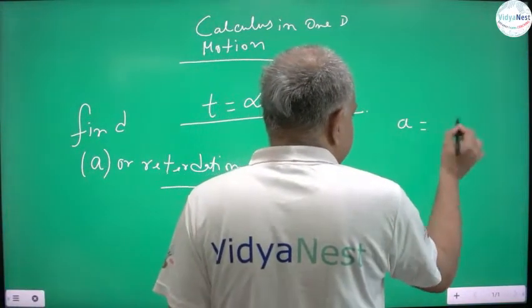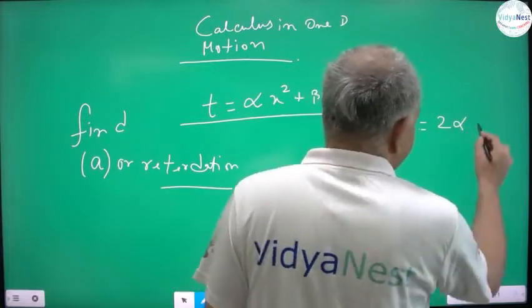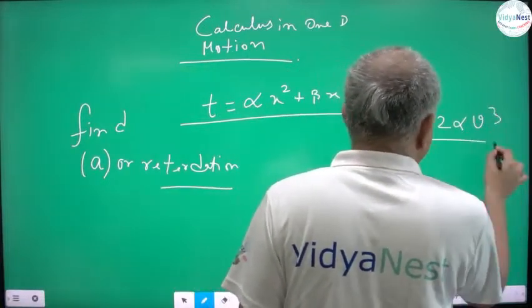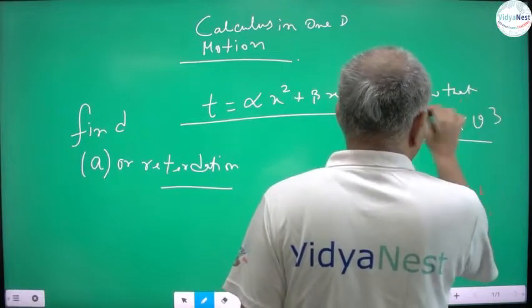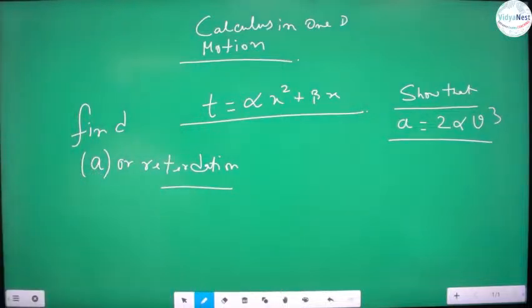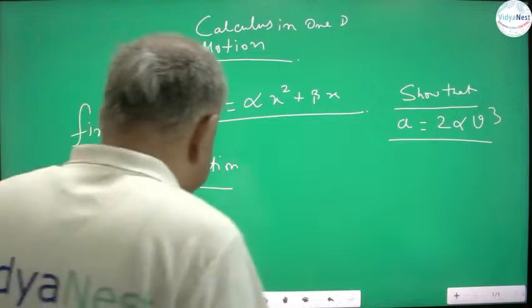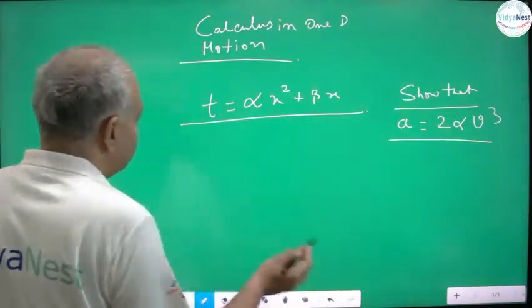the retardation is equal to 2 alpha v cube. Show that. You have to show 2 alpha v cube. This is my retardation, you have to show that it is 2 alpha v cube. Now if I want to prove this thing, what to do? This is the time.